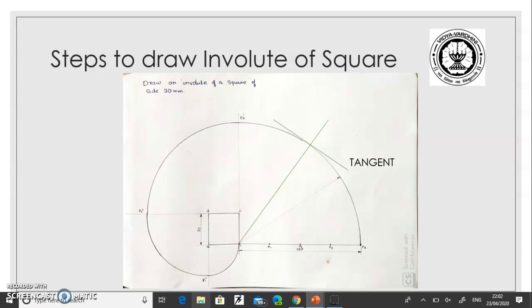So this is how we will be able to draw the involute of a square and also draw normal and tangent to the given curve.